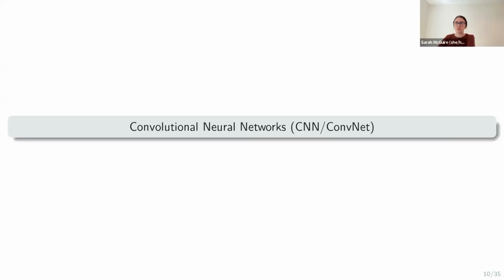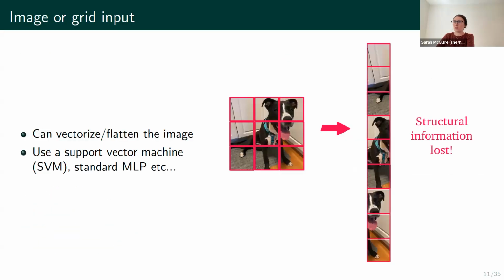So now I'll switch gears a little bit and talk about convolutional neural networks. I use CNNs throughout to refer to them, but ConvNet means the same thing, if that's the term you are more familiar with. Just some background context of why this is the right tool to use for ECT data.